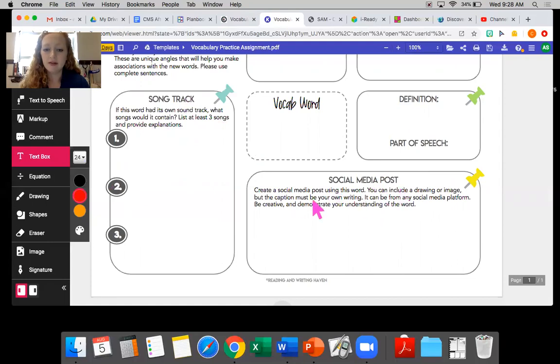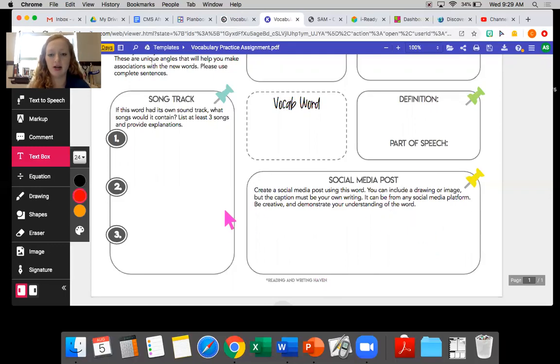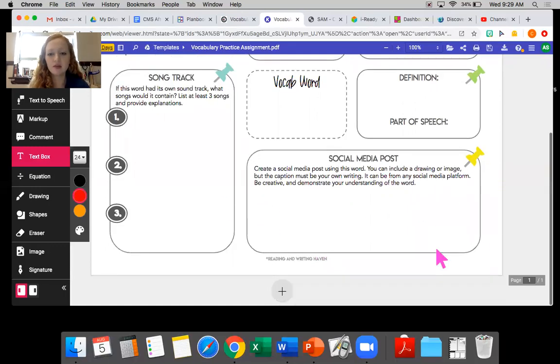And then a social media post. Create a social media post using this word. You can use a drawing or an image. Either one is fine. But the caption must be your own writing. It can be from any social media platform. Be creative and demonstrate your understanding of the word. So it could be Instagram, Facebook, Twitter, Pinterest, TikTok, Snapchat, whatever you want to use. And you don't have to actually get on that social media if you don't have that social media. You can just make it look like that, okay? So you could get the logo for Twitter and put it right here and then just put a tweet, okay? So it's up to you.